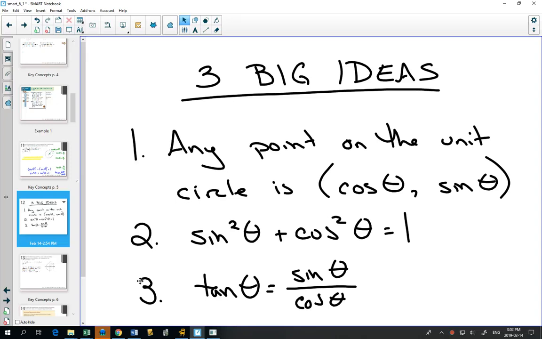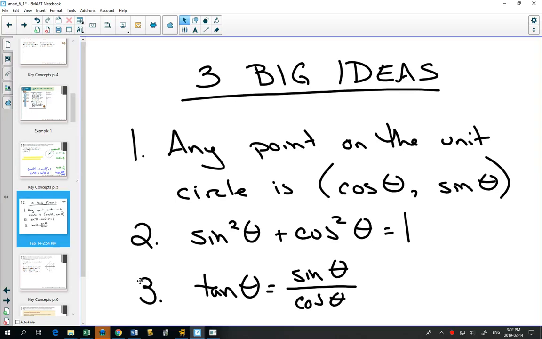Where have you been? And so at the end of this year, tan is equal to sine over cos, and sine squared plus cos squared equals 1. You will feel like, I've known those for so long because I used them so much. All right. So those are our 3 big ideas. They're going to come up a lot in this unit.